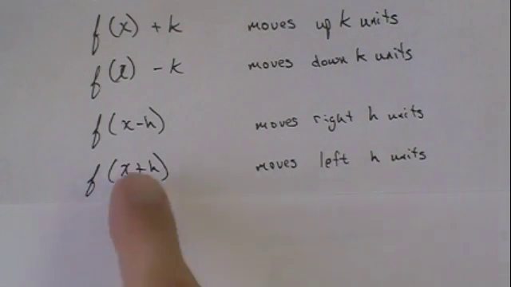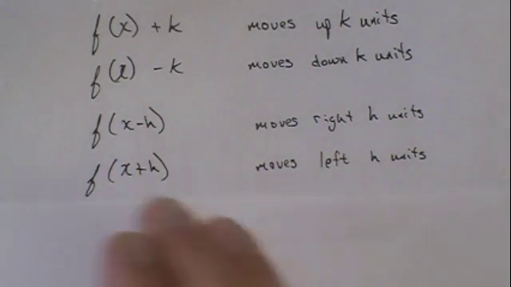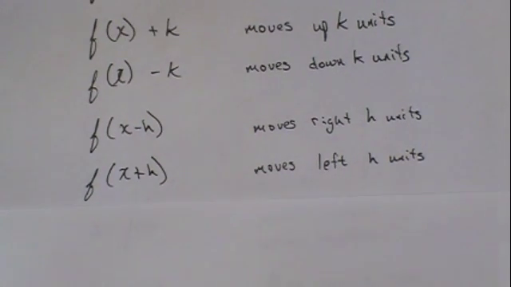Here we're going to take f of x minus h or f of x plus h, and remember if we're doing the function before we have plugged values in, if we're going to subtract h from our x values, then that means we're going to move the function right h units. And if we're going to add h to those x values, then we're going to move left h units.